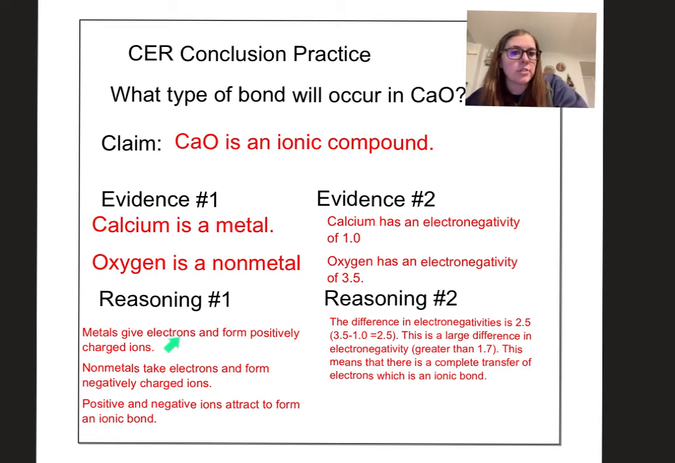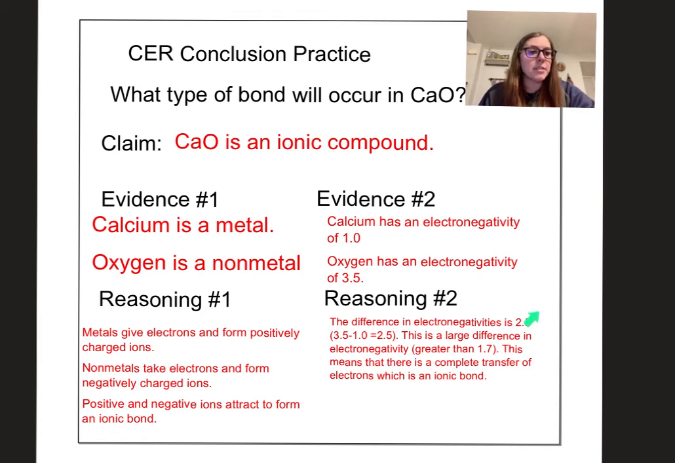So metals give electrons, form positive charge. Nonmetals take that electron and form a negative charge. Positive and negative ions attract to form the ionic bond. So I'm explaining why it's important that a metal gives and a nonmetal takes. Okay, evidence 2. Calcium has an electronegativity of 1. Oxygen has an electronegativity of 3.5. I get those from the periodic table. I'm just listing the facts.